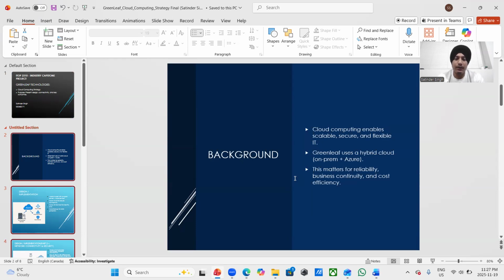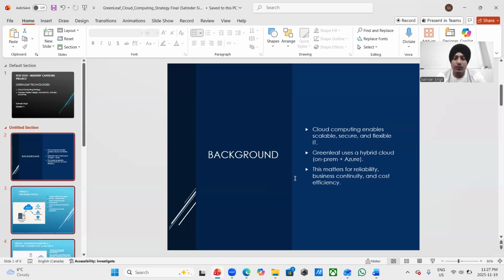If I talk about the background, here is the Greenleaf background based on my project. The first point is that cloud computing enables scalable, secure, and flexible IT operations. The second is that Greenleaf uses a hybrid cloud.